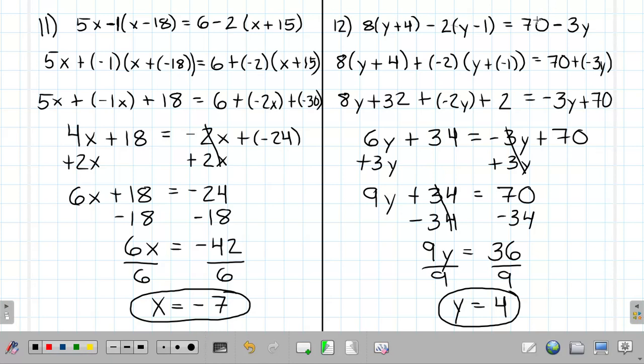Well, what are we going to get on this side? 70 minus 3 times 4, well, 70 minus 12, that's 58. So 58 is equal to 58. That means 4 is the answer. So once again, just like any equation, you can check your work by just plugging in the number that you get back into the original and making sure both sides are equal, okay?